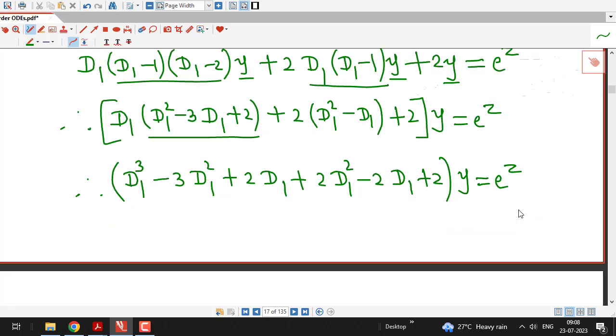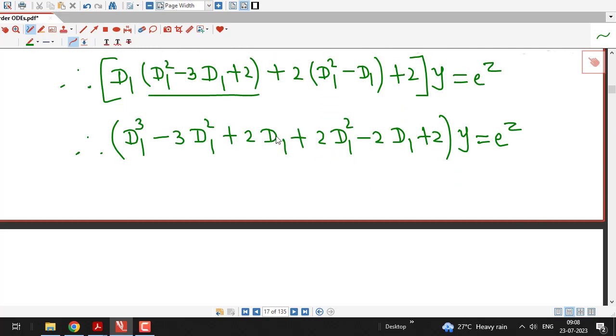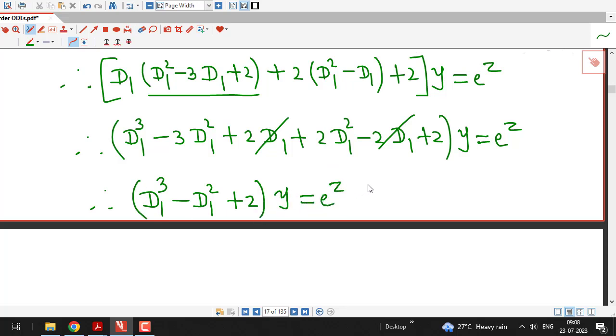raised to z. And here we can see this 2 D1 will get cancelled, and we have D1 to the power 3 minus 3 D1 square plus D1 square, that is minus D1 square, and plus 2, y equal to e raised to z.